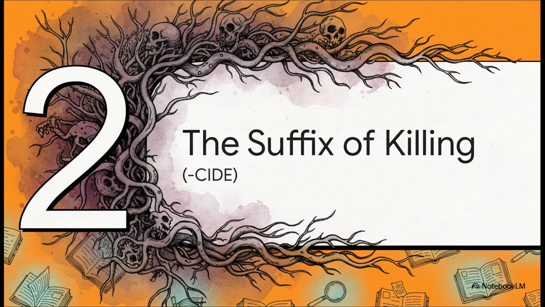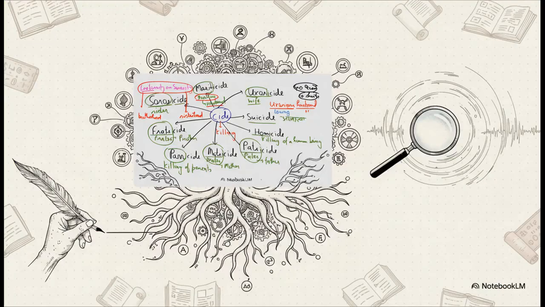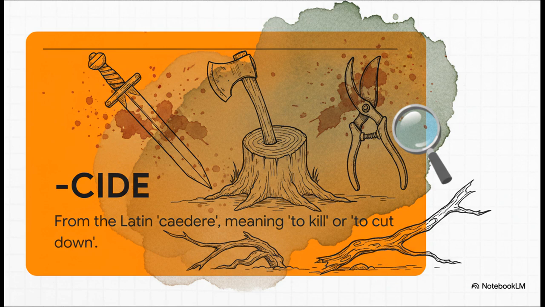So let's start with that morbid but honestly super fascinating connection we just found. We're going to dive into our very first root, the suffix of killing, side. It's kind of amazing, but everything we're about to explore in this section stems from this one little piece of a word. It's like the center of this giant web of meaning, connecting all sorts of things through a single, powerful idea. Okay, so the root itself is side. It comes from this old Latin verb caedere, which means to kill or to cut down.